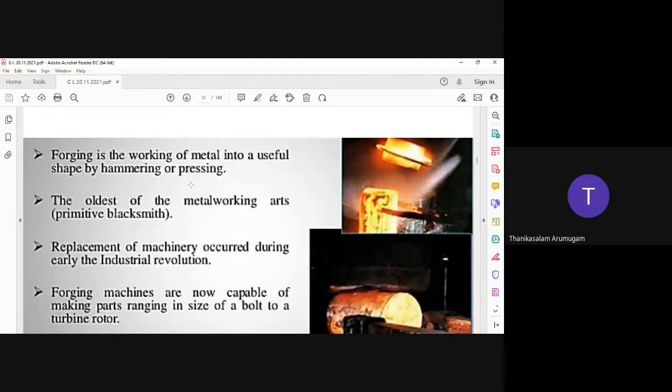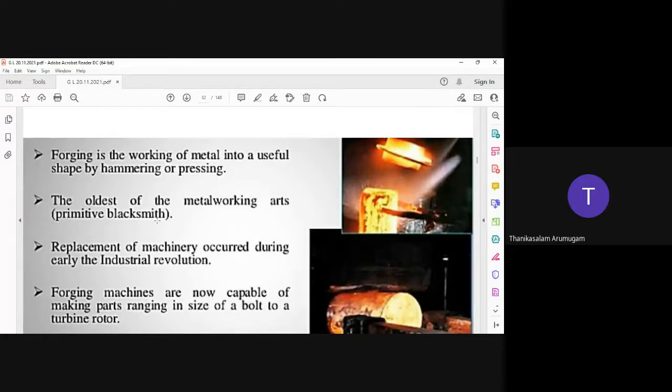What is forging? Heat the material up to recrystallization temperature, then apply hammering. This is called forging. Forging is one of the metal working processes, making a product by working of metal into useful shape by hammering or pressing, only hammering and pressing after heating. This is the oldest of the metal working arts.